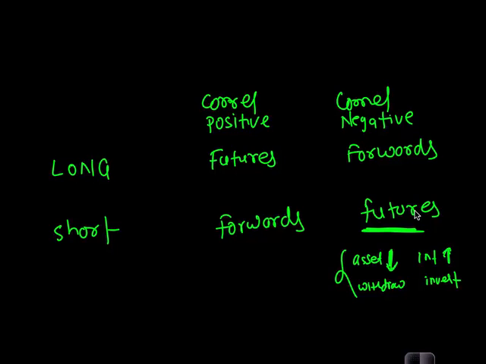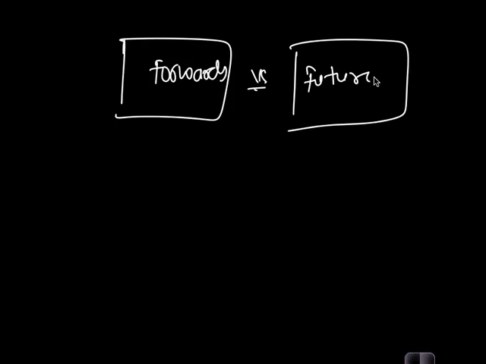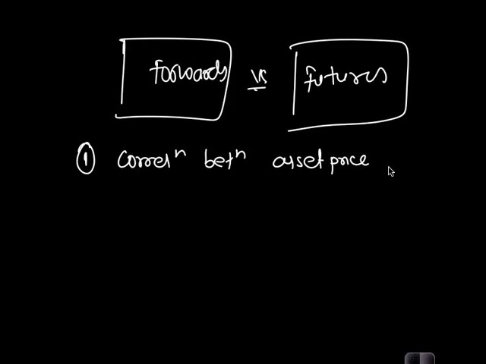Are you done writing this table? So again, what we are trying to do in this learning outcome is decide, as a trader or hedger, what the preference should be, forwards or futures. One of the key variables that we looked at is the correlation between asset price and interest rate. But apart from this, there are other factors that you might want to consider.